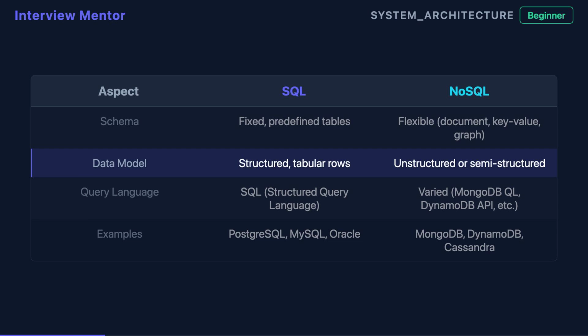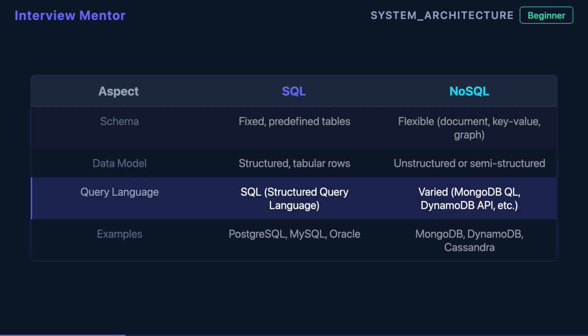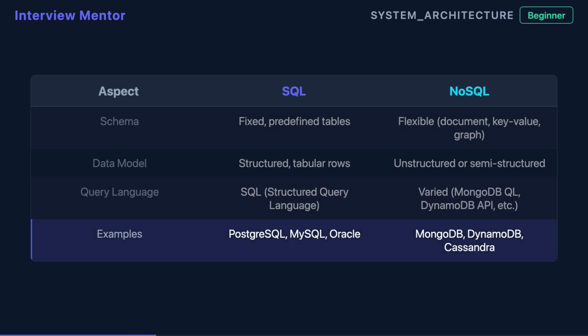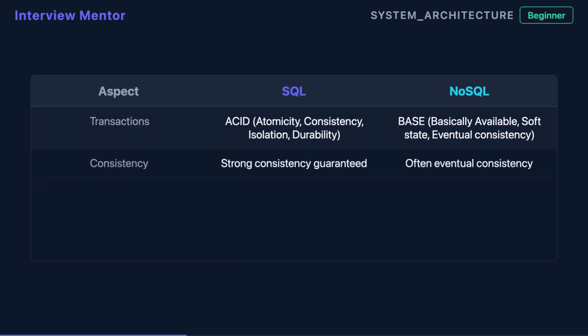NoSQL databases like MongoDB or DynamoDB are schema flexible. Documents can have different fields, key value stores are simple pairs, and graph databases model relationships. SQL queries use the structured query language, while NoSQL databases have their own query methods, from MongoDB's query language to Dynamo's API calls. Next, transactions and scaling.